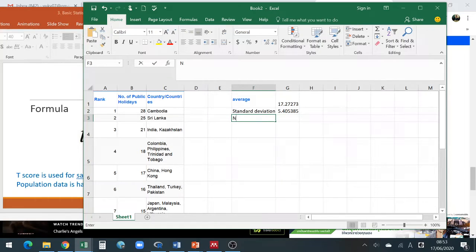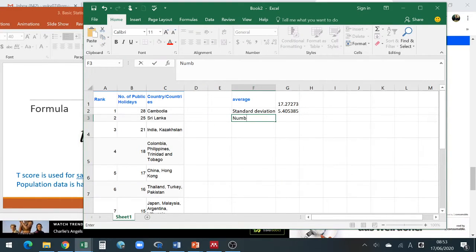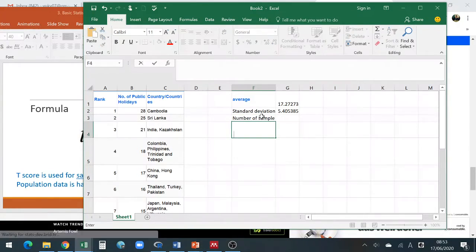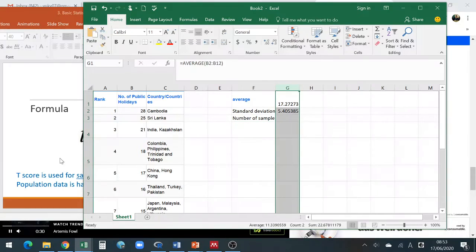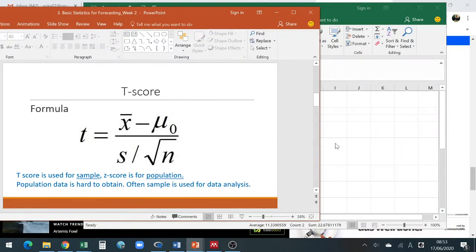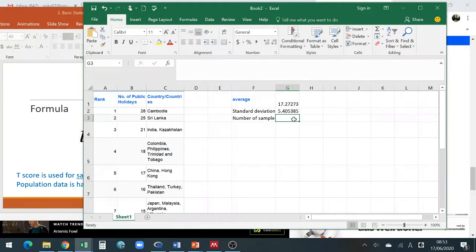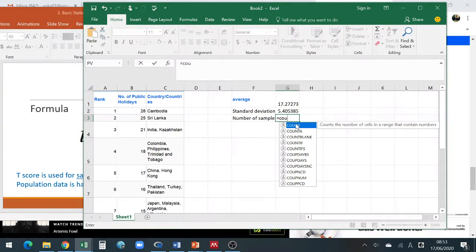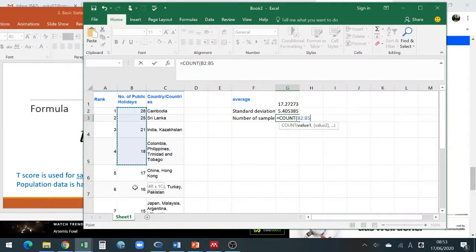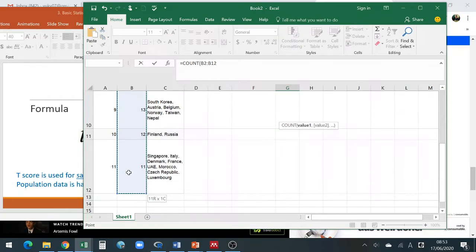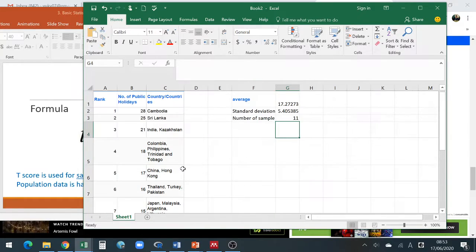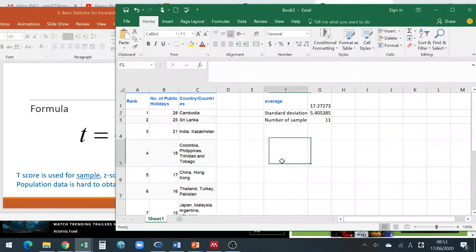Then the number of samples. We need to know how many samples there are, which means this n. We need to count. This formula just counts how many numbers there are. So 11.